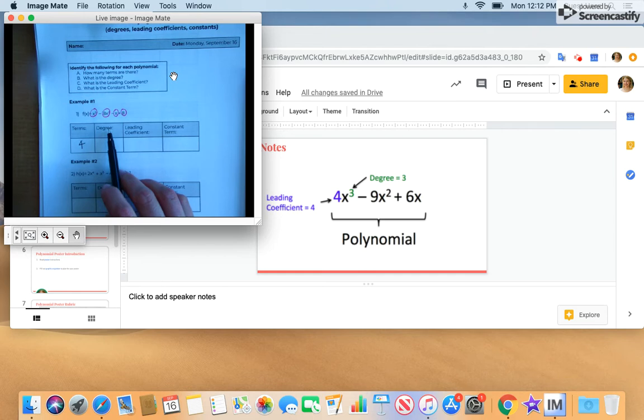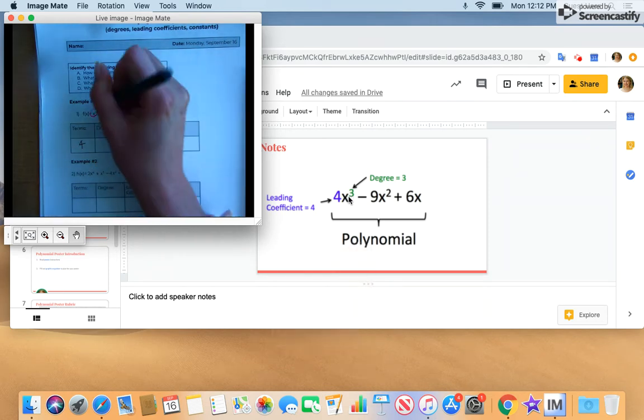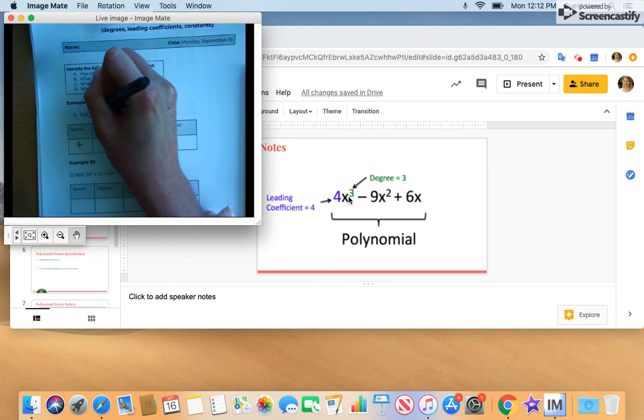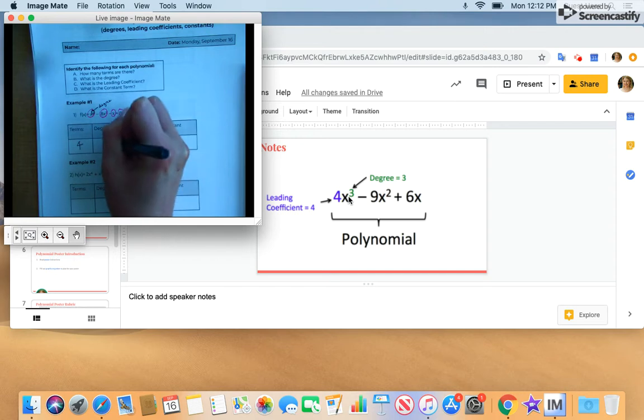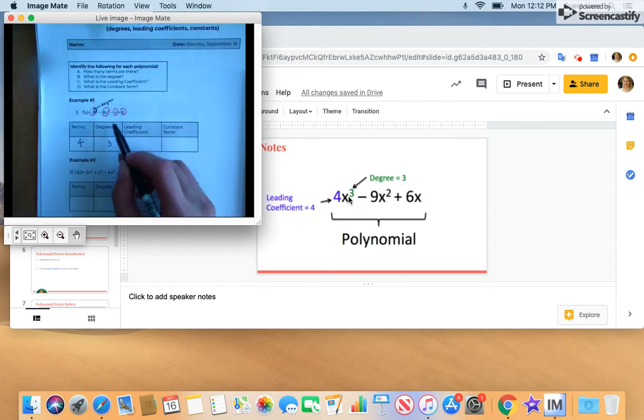Degree, going back to your notes, you can see the degree is the highest power exponent in your polynomial. So like here, the highest power exponent is 3. So that's going to be my degree. My degree is 3. Make sure as you're watching this video that you're following along and annotating and copying down the notes, same way that I am.